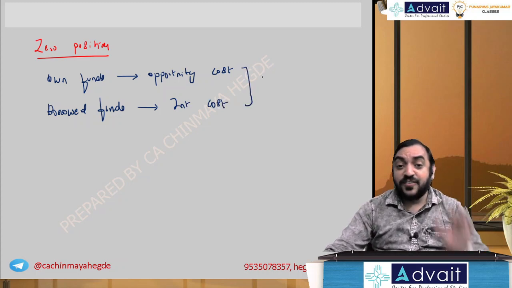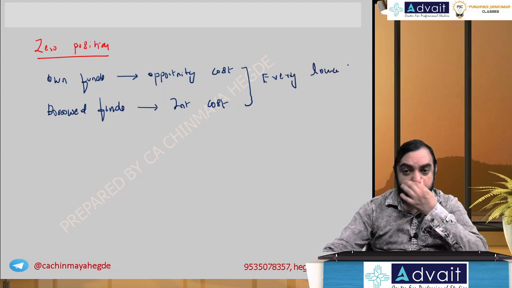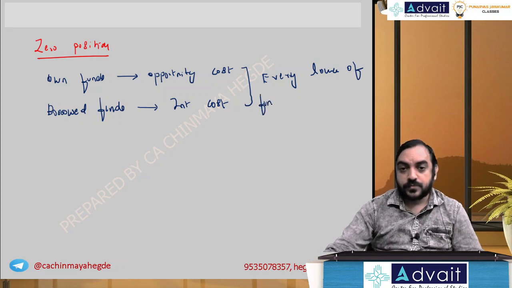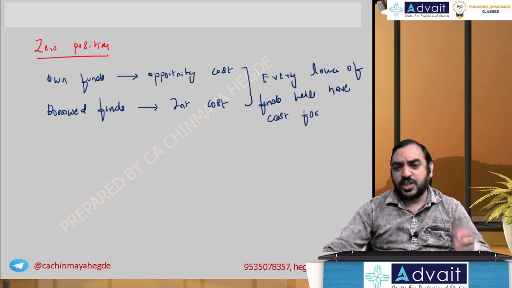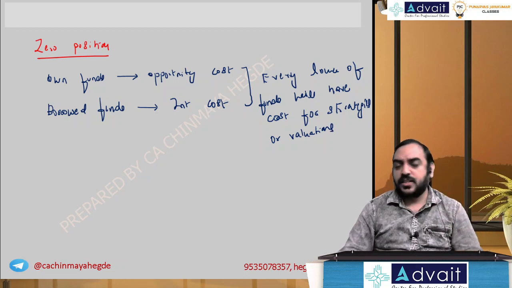So basically, every source of funds will have a cost. Will have cost for valuation purposes, for strategy purposes. When you are creating strategies, when you're taking a position, or for valuation, you're valuing options, you're valuing futures, you should consider these points. Every source of funds will have a cost for strategies or valuations.